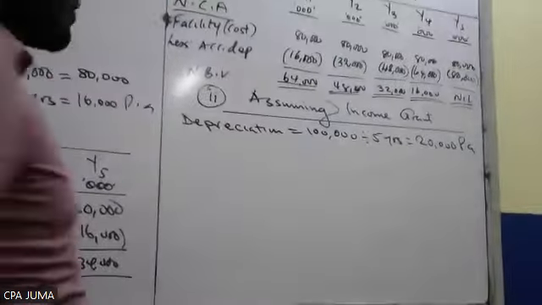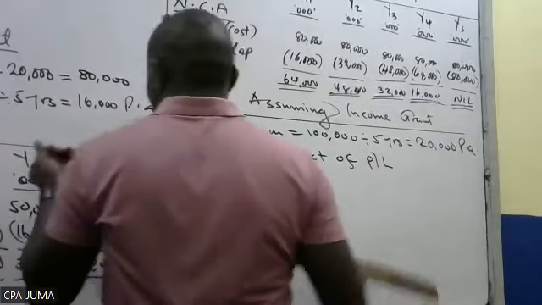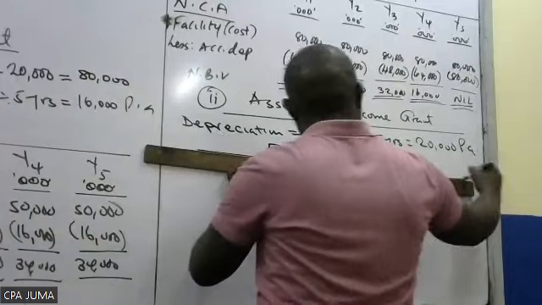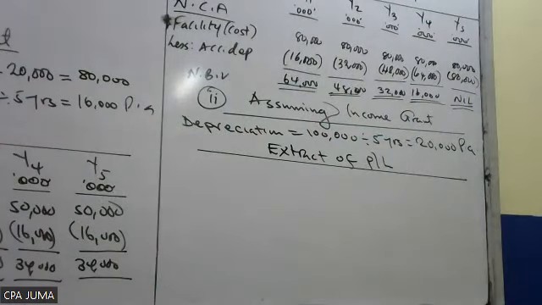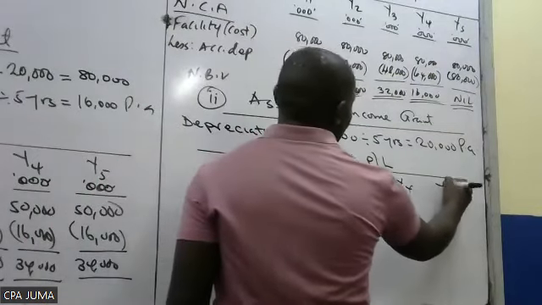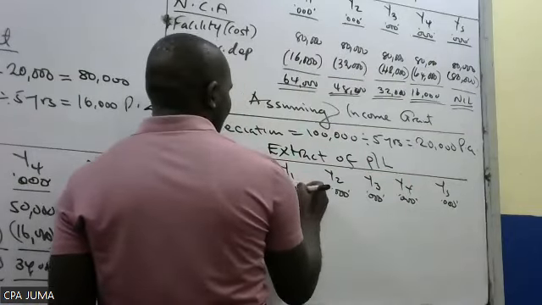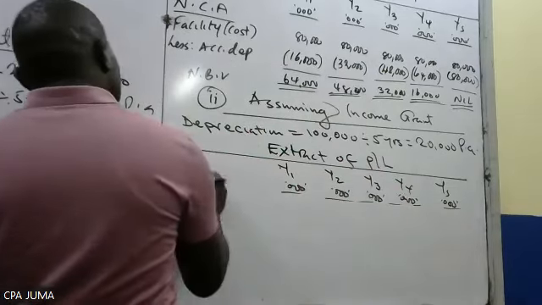Alright. So let's go to the P&L straight. So year 1, 2. So profit before tax 50.